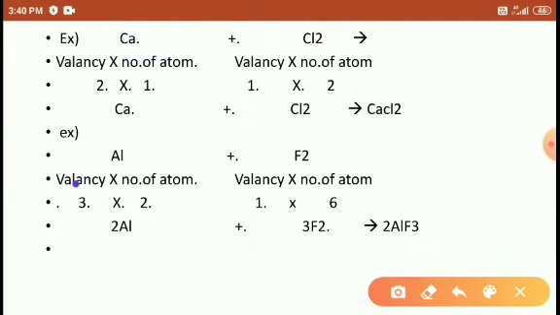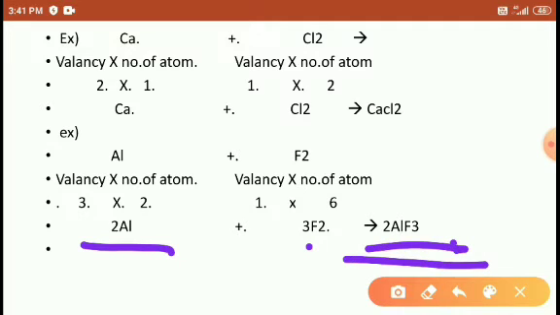So aluminum valency 3, number of atoms we have to take here. Fluorine valency 1, and the number of atoms we have to make. You have to adjust the number of atoms, students. Valency remains fixed. You have to adjust the number of atoms according to the reaction. So I am using 2 aluminum and 6 fluorine. So how do we write here? 2 Al, 6 fluorine as 3 F2, and the product is 2 AlF3.